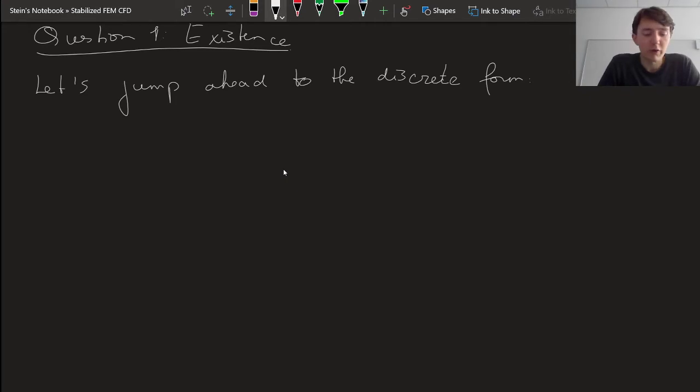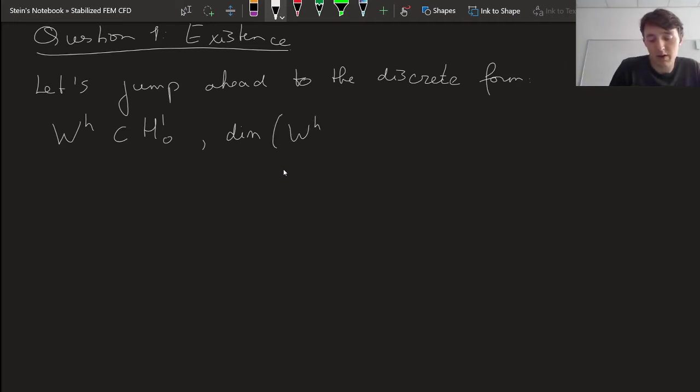So what do we mean by a discrete form? Again, the Sobolev spaces are infinite dimensional, and that means that there are infinitely many functions in the Sobolev spaces. Discrete means the opposite of infinite. That means that it's finite dimensional. So we're going to build a new space, which is a subspace of H1. Let's make it a subspace of H10. And this space will be finite dimensional. So the dimension of W_h is smaller than infinity.